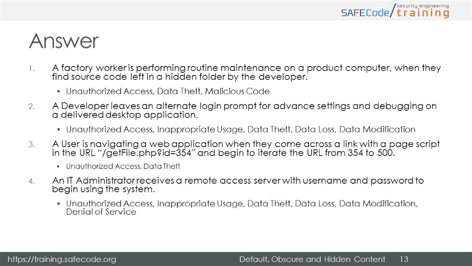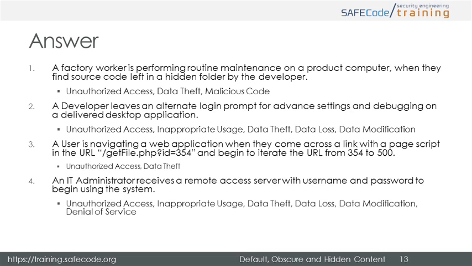First, let's consider the problem of the factory worker performing routine maintenance on a product computer. He selects Show Hidden Files and Folders and finds source code files left behind. The risks in this scenario are unauthorized access. The source code could expose methods of accessing restricted locations. Data theft. The source code itself is data that can be stolen. And malicious code. Execution logic that is exposed can be used to inject malicious code.